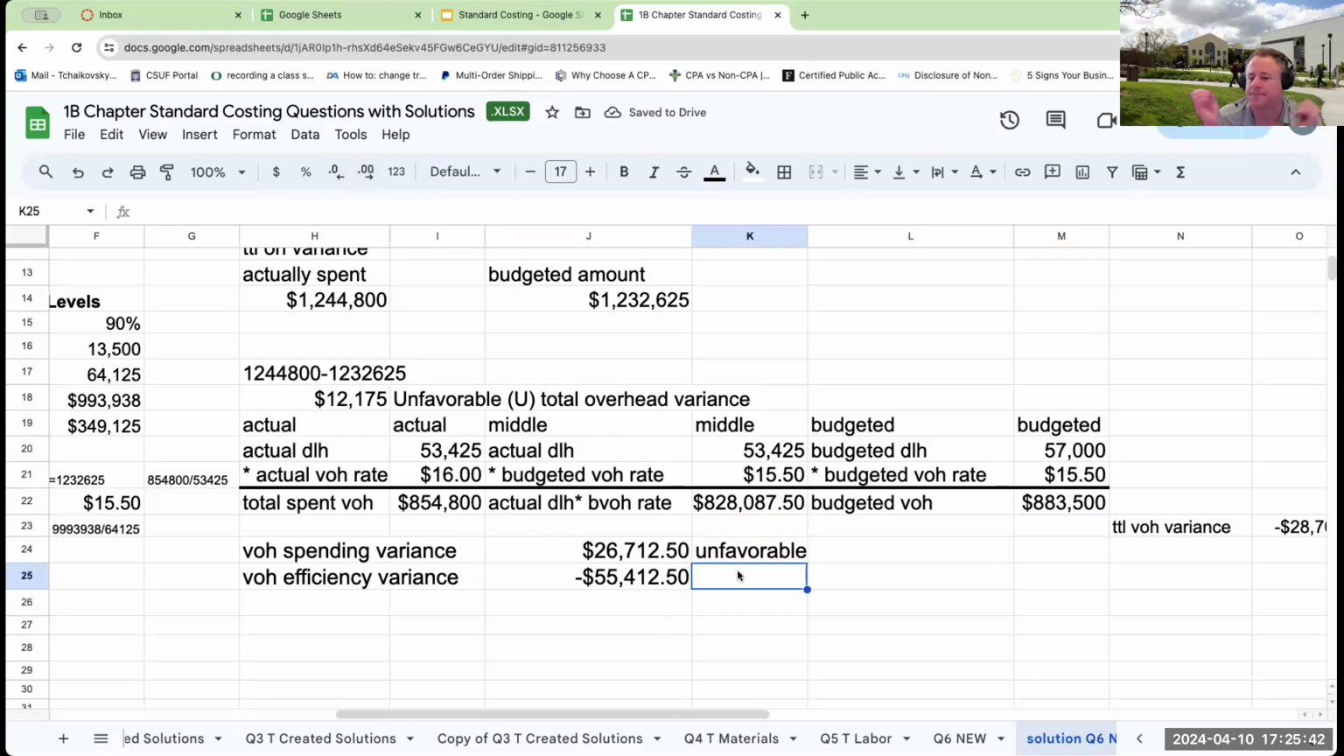Now, with this one, this is going to be favorable. Why? We spent fewer direct labor hours than we had budgeted. So this is going to be a favorable efficiency variance.